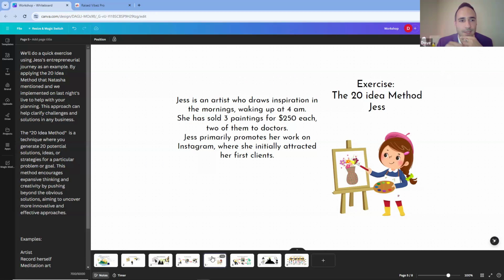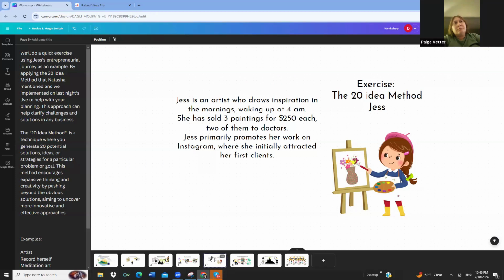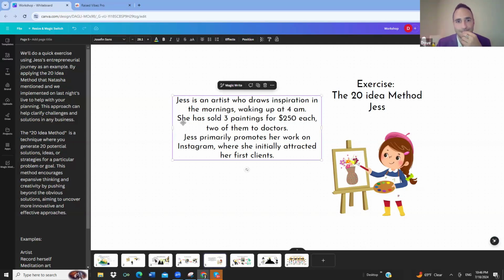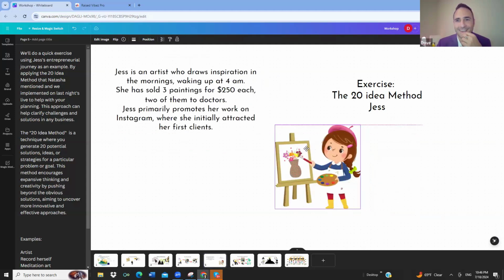The 20 idea method is a technique where you generate 20 potential solutions, ideas, or strategies for a particular problem or goal. This method encourages expansive thinking and creativity by pushing beyond the obvious solutions and aiming to uncover more innovative and effective approaches. So, Jess, this is Jess right here.